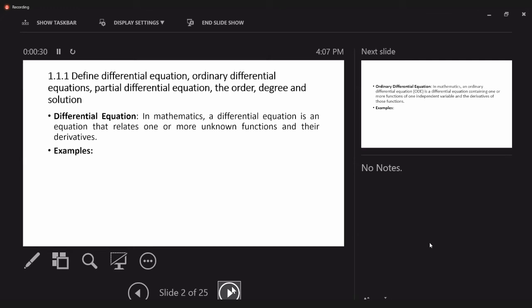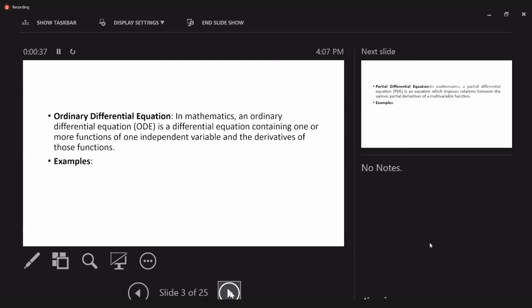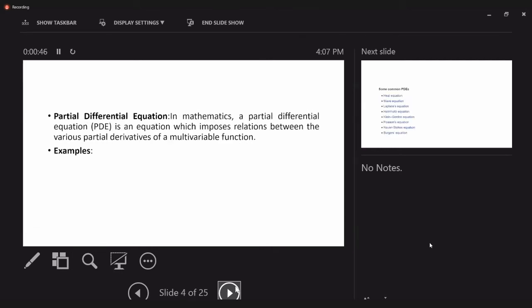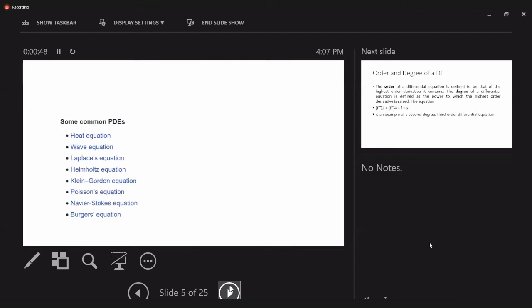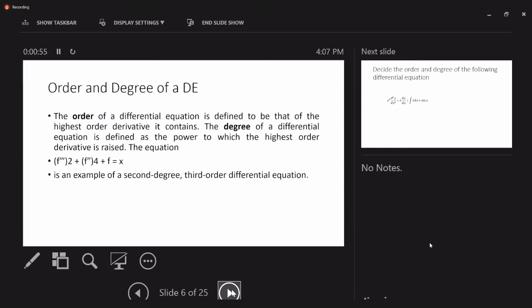Yes, ma'am. Then we saw some examples also. Many examples we had seen of the differential equations. Then we saw the types. In this we saw ordinary differential equation and partial differential equation and then the supporting examples. Is that correct? Yes, ma'am. Then these are some common PDEs. Out of that, 2 of them we are going to see when we do the applications. Okay, then we saw this concept of order and degree. Is that correct? Yes, ma'am. For that also we saw the examples.